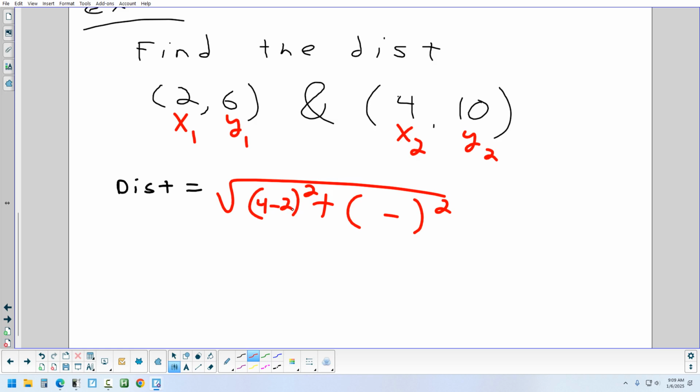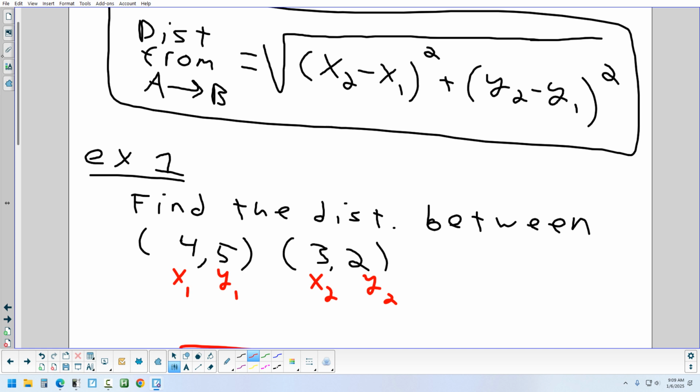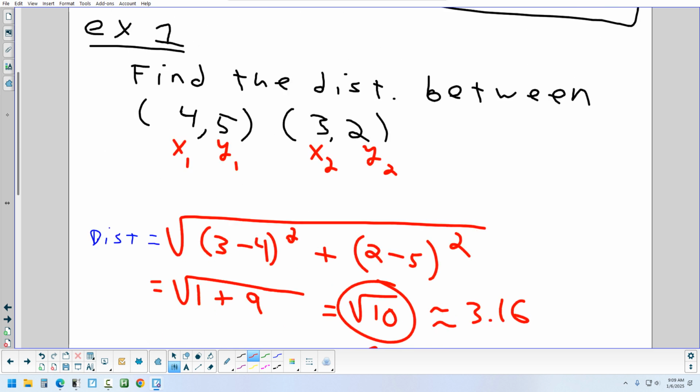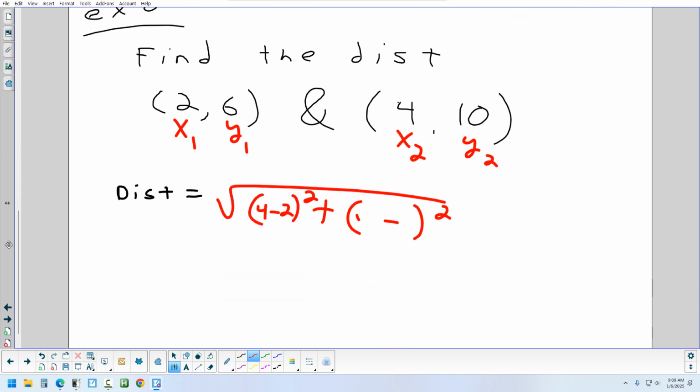How about, Dylan, what's going to get filled in on the left side of the second parenthesis? That'd be y2, which is 10. And then the last thing we put is the 6.